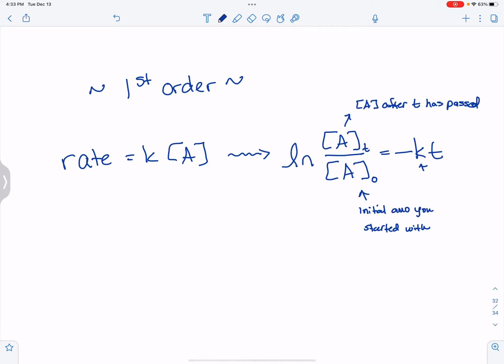This right here, that's that same rate constant. It's unique to each reaction. And then this one right here, this is the time that has passed. So if you know this and this and this, you can rearrange and solve for T. Or if you know this and this and this, you can rearrange and solve for A. You get what I'm saying here?